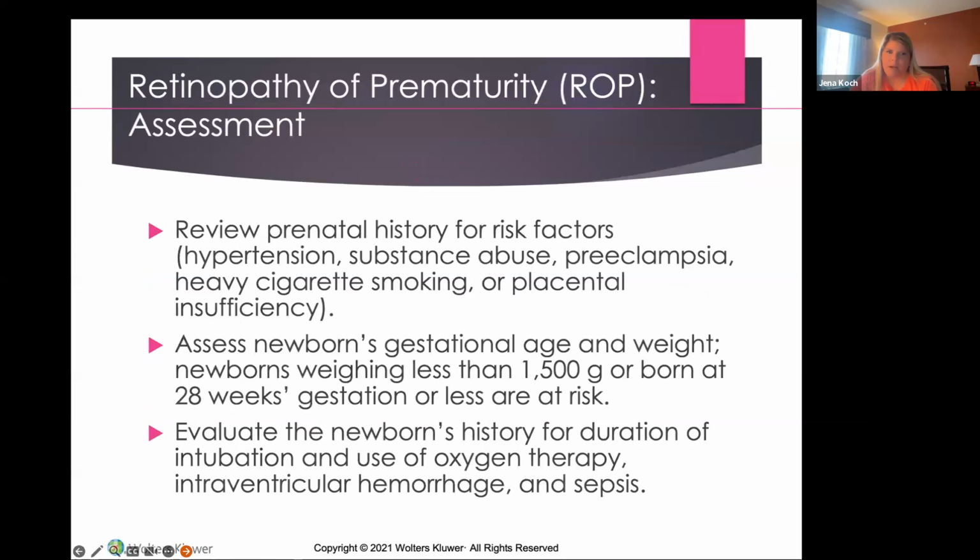Prenatal history, right? Hypertension, if they've been a substance abuser, preeclampsia, if they've smoked during their pregnancy, or if there's any type of placental insufficiency. So, newborn gestational age and weight. Those newborns weighing less than 1,500 grams, or born at 28 weeks or less, are at greatest risk. Again, always assessing and evaluating the newborn's history, duration of the intubation, and oxygen therapy.